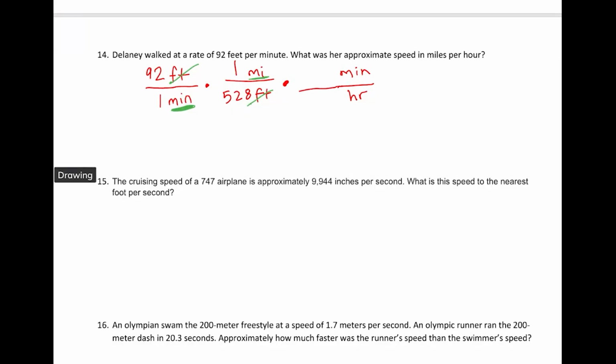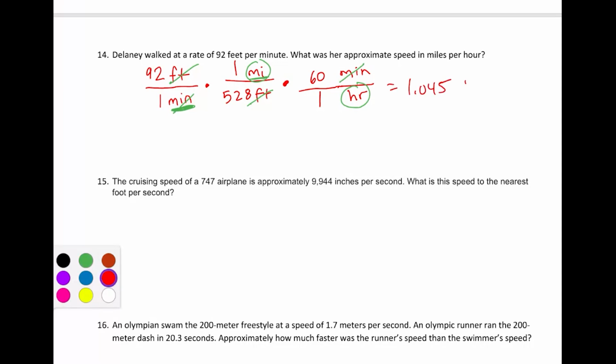Okay, so we're going to convert here. We know there's 60 minutes in 1 hour. Now we can get our minutes units to cancel. And look, we're left with miles per hour, which is what we want. So now we'll go ahead and multiply all this out, and we'll get our final answer, which is about 1.045 miles per hour.